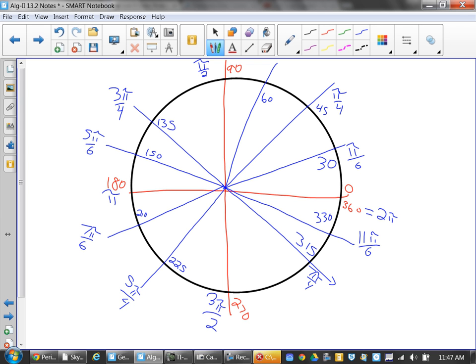60 degrees. When you go up 60 degrees, it's 60 pi over 180, which is pi over 3. Good. So your reference angle is going to be pi over 3. In the second quadrant, if my reference angle is pi over 3, it means I came up pi over 3, which is 120 degrees.